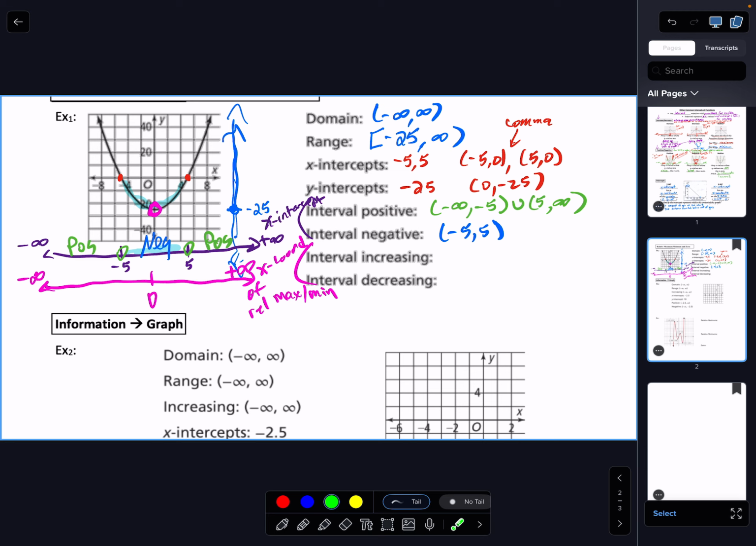And then we want to think about if I'm tracing this graph from left to right, I'm going down, down, down. From left to right, it's going down. So in that interval of x's, this function is decreasing. Well, if I continue to trace, from that minimum, if I start going from left to right, it's going up, up, up. So in the other interval, it is increasing.